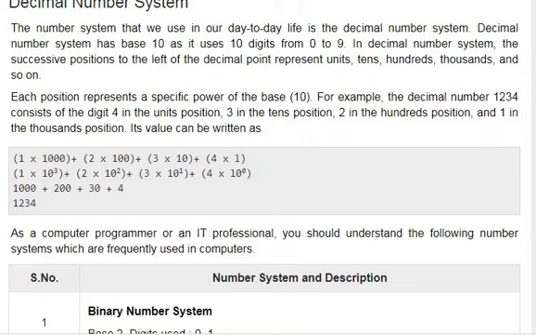The decimal number 1234 consists of digit 4 in the units position, 3 in the tens position, 2 in the hundreds position, and 1 in the thousands position. So you can simply write it as 1 multiplied by 1000 plus 2 multiplied by 100 plus 3 multiplied by 10 and 4 multiplied by 1. It's nothing but, if you move from right to left, 10 power 0, 10 power 1, 10 power 2 and 10 power 3.